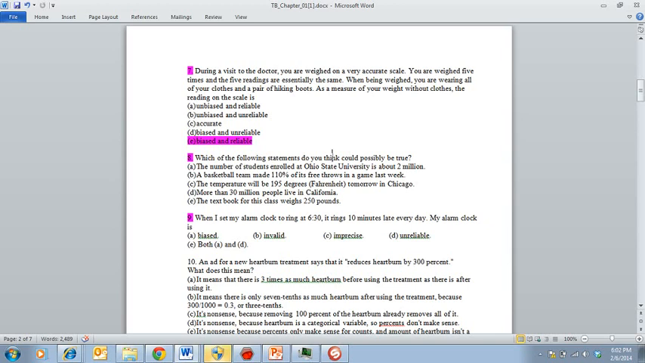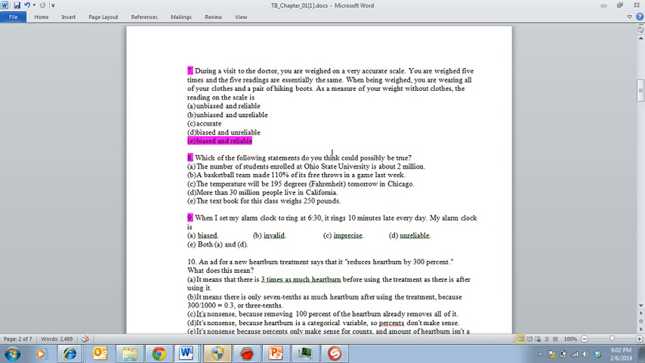Number 8. Let's see. Number 8 says, which of the following statements do you think could possibly be true? A, the number of students enrolled in Ohio State University is about 2 million. That's absolutely ridiculous. There's not even 2 million people living inside the city of Denver.